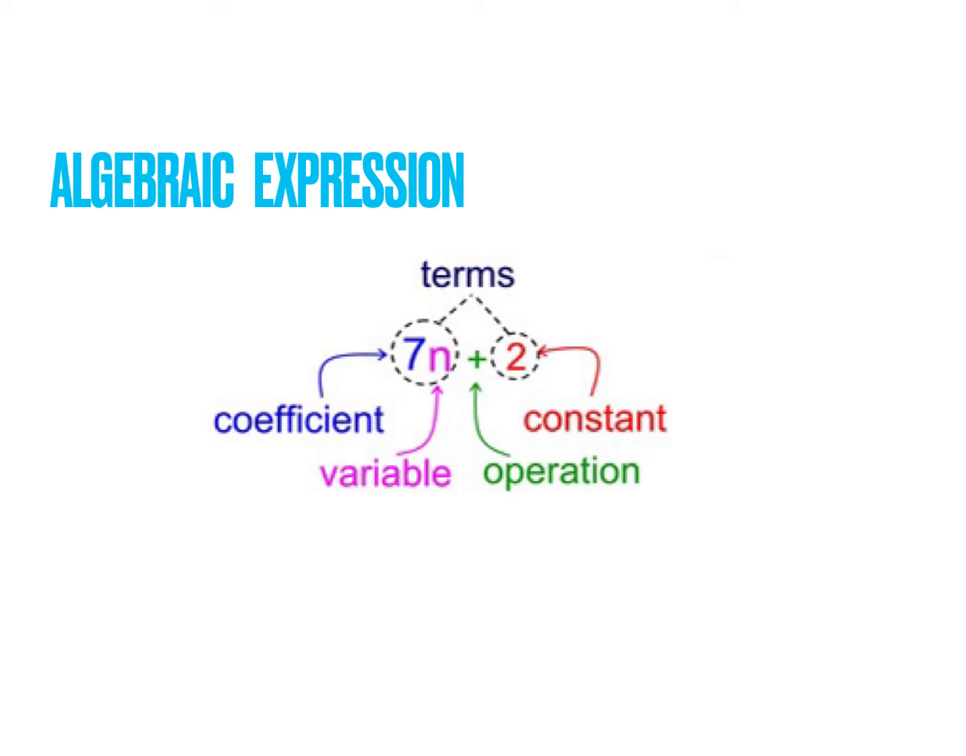We have a coefficient, which is the number in front of the variable, which brings us to our variable, which is usually a letter. It sometimes is n, sometimes it's x, y, a, b, whatever the problem wants to use. It's our variable.